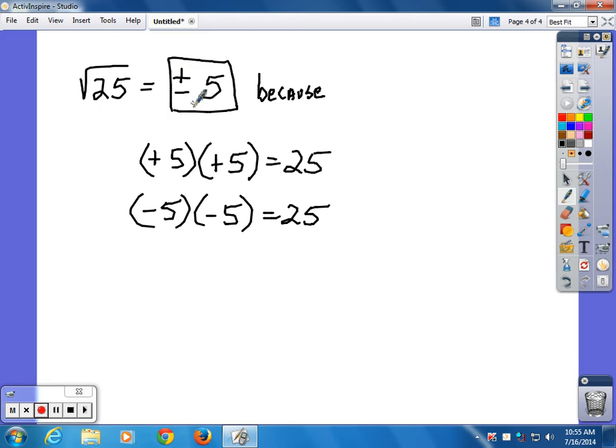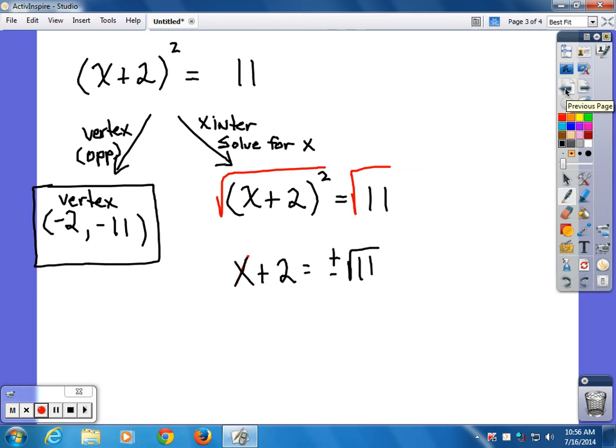Maybe right, circle that. Now, here's our positive or negative square root of 11. I'm going to show you a little trick to find the square root of 11, because the whole reason for completing the square is so you can use elementary mathematics.